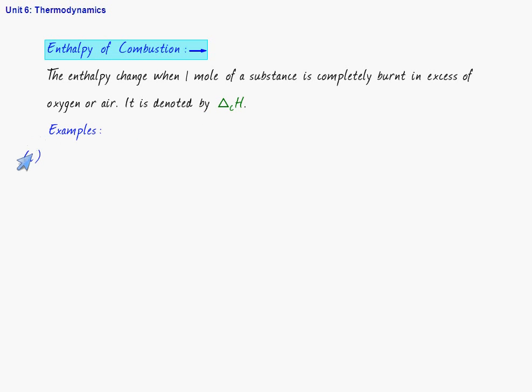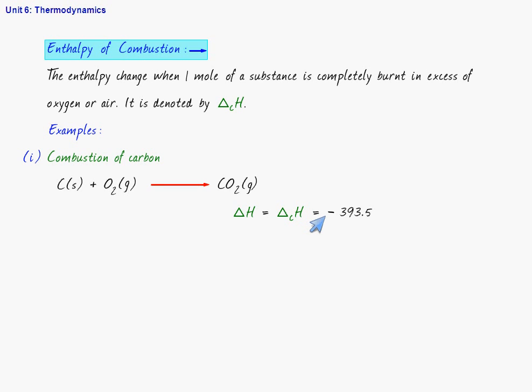Number 1 is combustion of carbon. C solid plus O2 gas gives CO2 gas. Now in this case you can see that 1 mole of carbon is burnt completely to give carbon dioxide. So here the enthalpy delta H is delta CH. This is called enthalpy of combustion, and this is equal to minus 393.5 kilojoule.